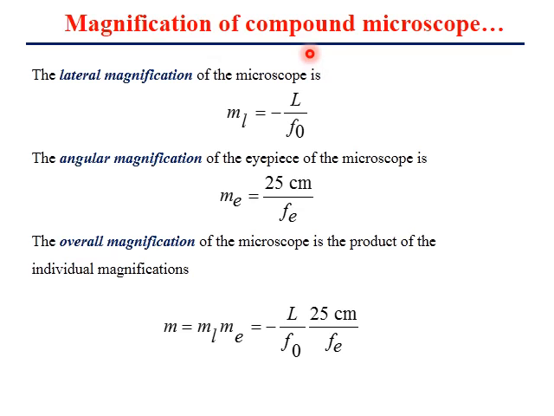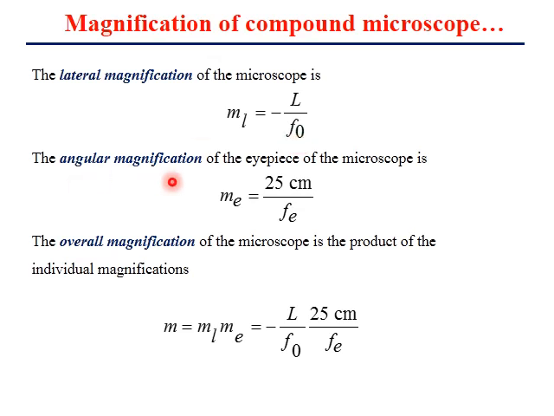Now coming to the very important point of magnification of a compound microscope. Here we need to keep two things in mind. First is the lateral magnification of the microscope. This is mainly associated with the objective. Now this lateral magnification m_l is given by minus L by f_o, using the normal magnification formula which we discussed for the lenses.